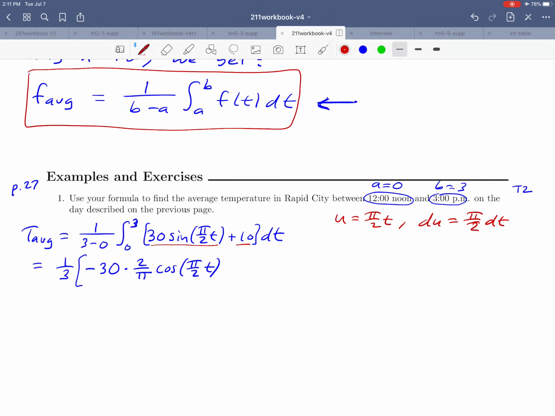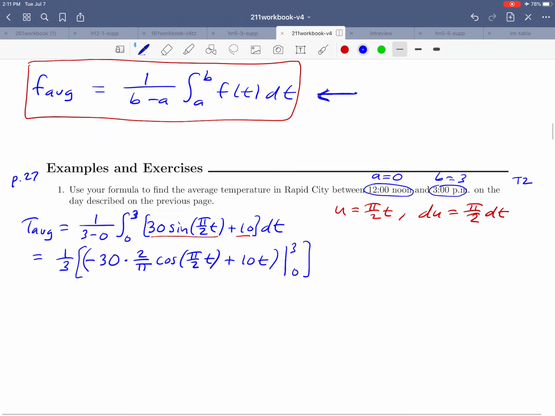Okay, and then we're ready to integrate 10. What would an antiderivative for 10 be? Well, it's just going to be 10t. Okay, and then we're going to evaluate that between our limits of 0 and 3, and see what we get.